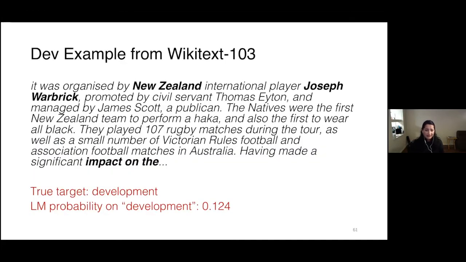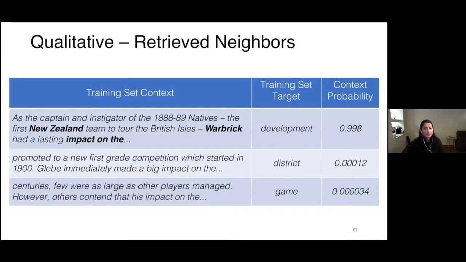So here's an example that KNN-LM was particularly effective for. The input context is talking about Joseph Warbrick, a rugby player from New Zealand, and how he had a significant impact on the development of the game there. And the true target word here is development. And the language model places a pretty low probability mass on this token. And here are some of the neighbors retrieved by KNN-LM. The top neighbor is also talking about Warbrick and New Zealand rugby, and the target is development with almost all of the probability mass. And this shows us that KNN-LM is retrieving examples using a combination of a variety of features, both local contextual features as well as global, more topical features.